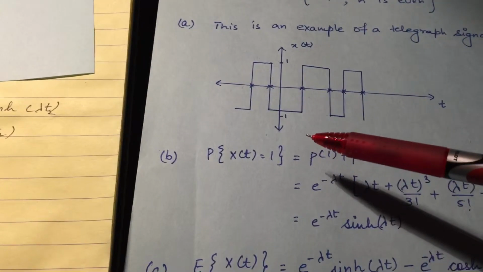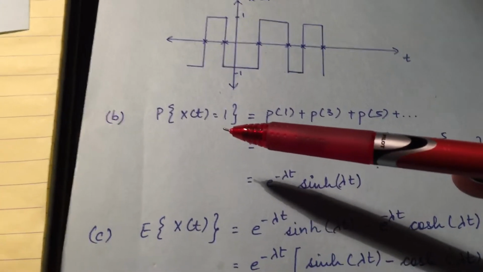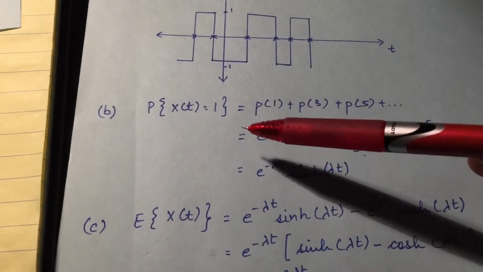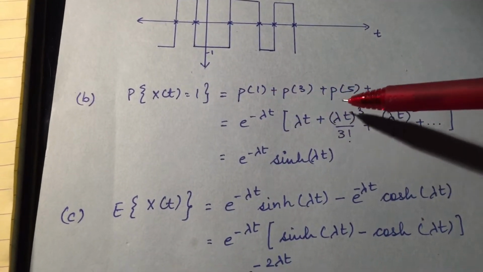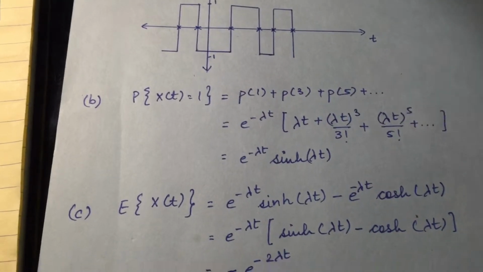Then we get the second part, which says that we have to find the probability that X(t) is equal to 1. That means that the number of points within it is actually odd. So as the number of points is odd, we get all the various combinations: P(1), P(3), P(5). So this is the number of points being 1, 3, 5. Basically all are odd.